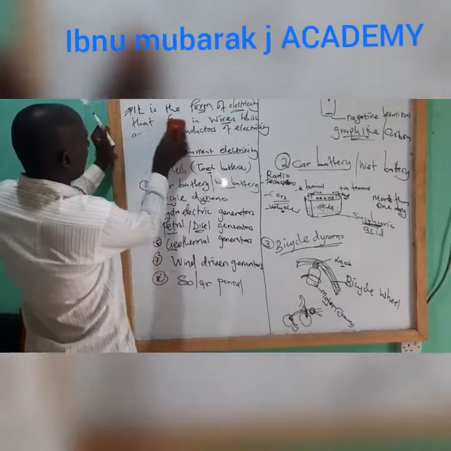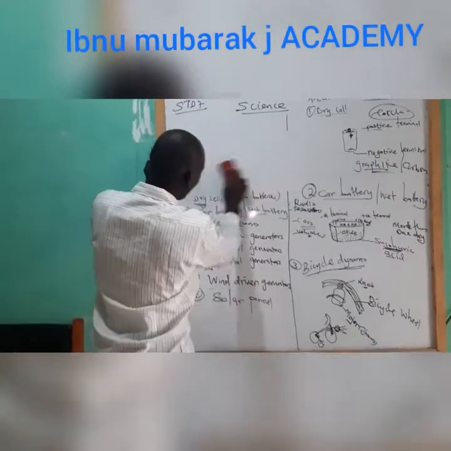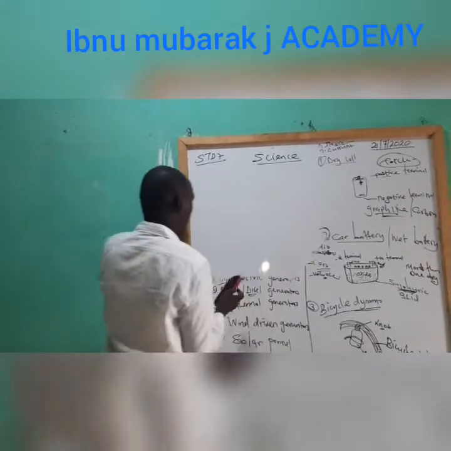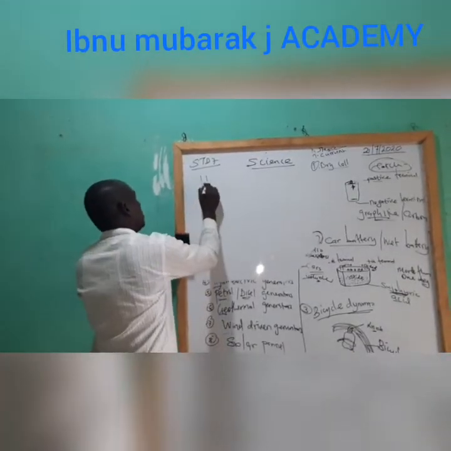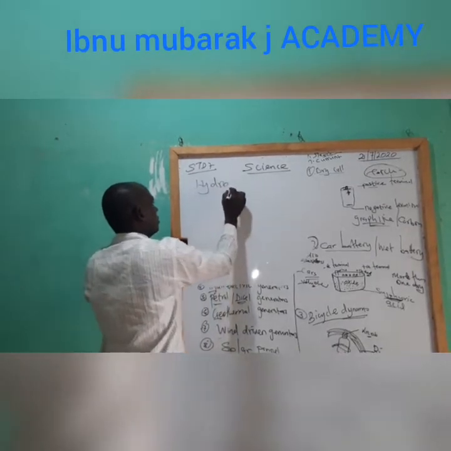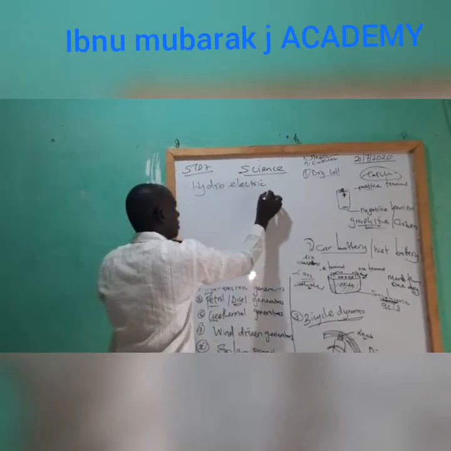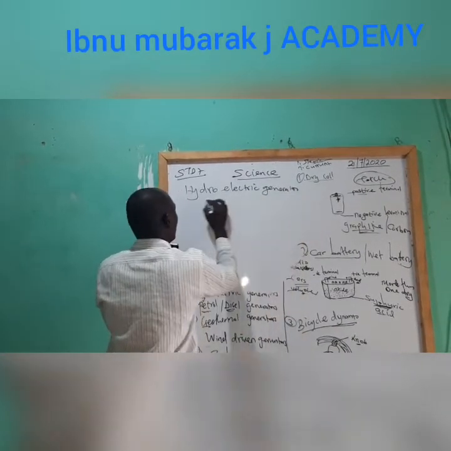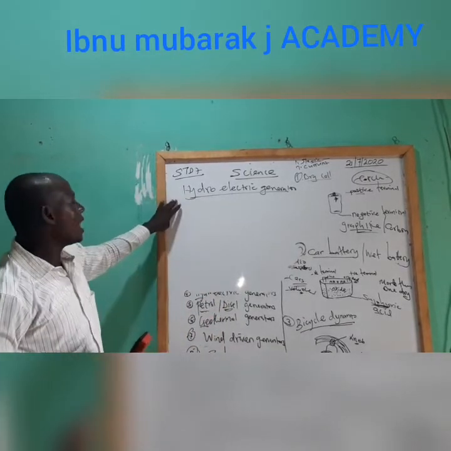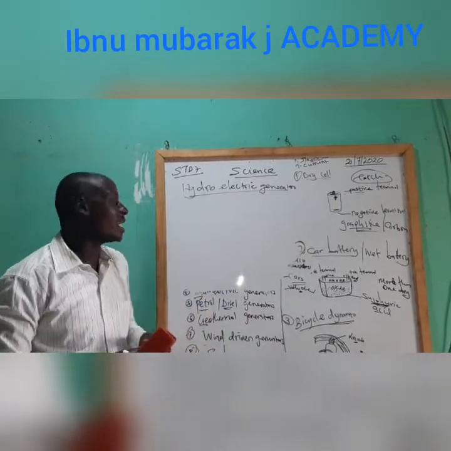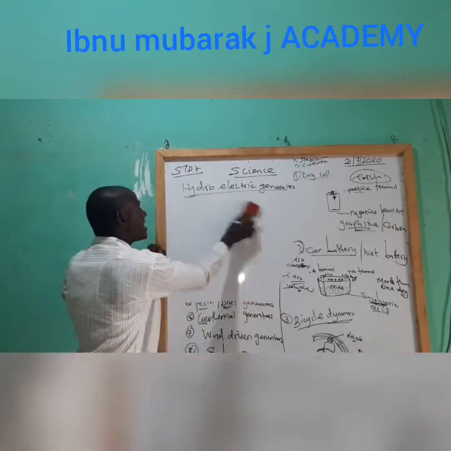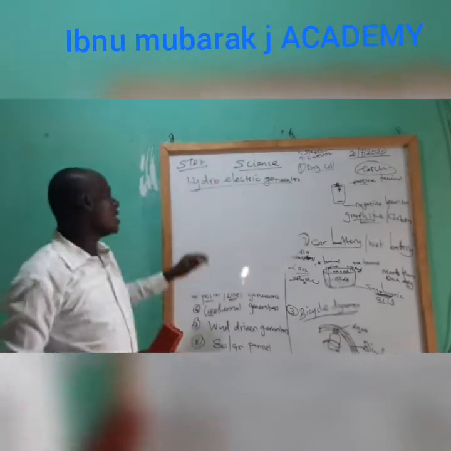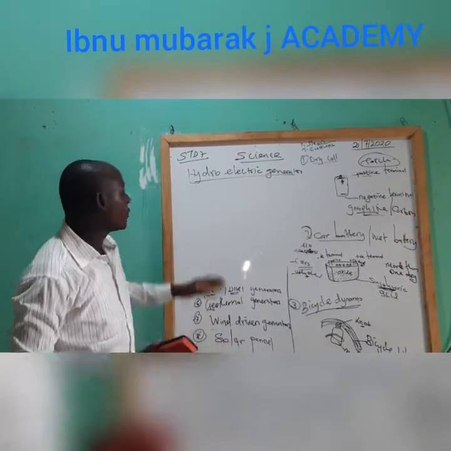Then if I continue, let me talk about number 4, which is hydroelectric. Hydroelectric generator. These are very big generators which are placed in running water. For example, in River Tana, we have them placed in Kiambere dams.